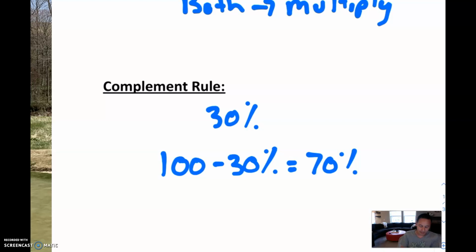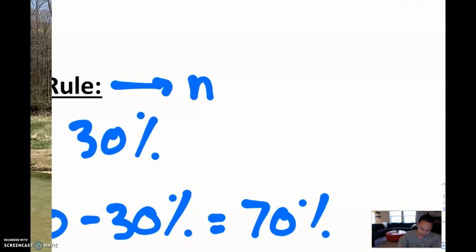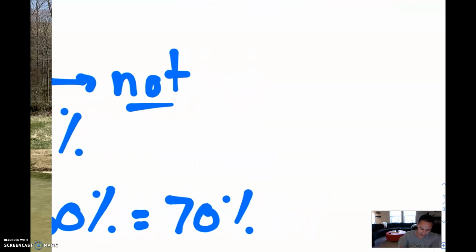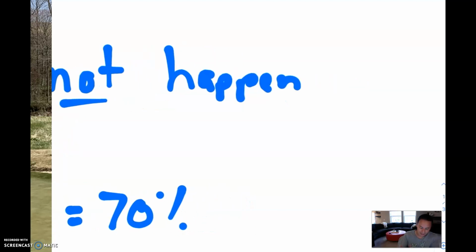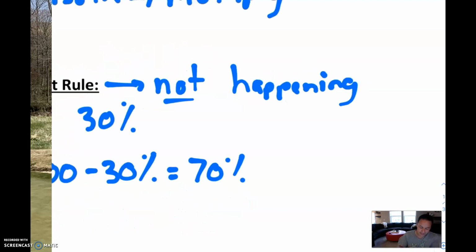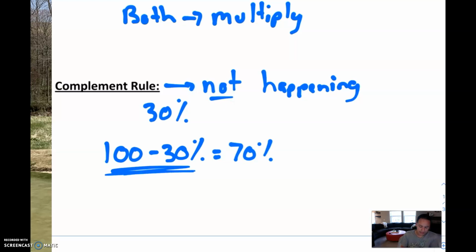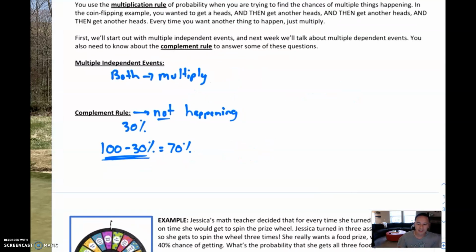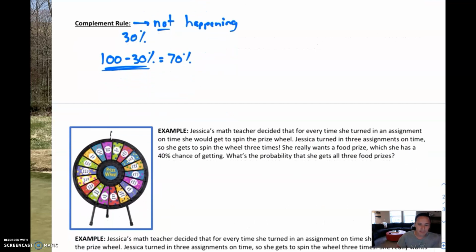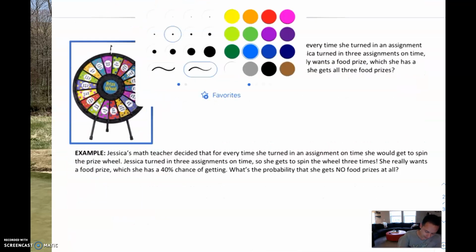So the complement is the chance of something not happening. So I'll put the words not happening. It's just kind of the opposite thing that happens. So the chance of it not happening, all you have to do is subtract it from 100%. And we're going to see some examples coming up. All right, first example here.